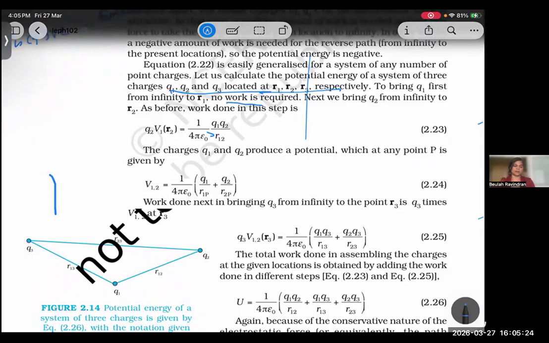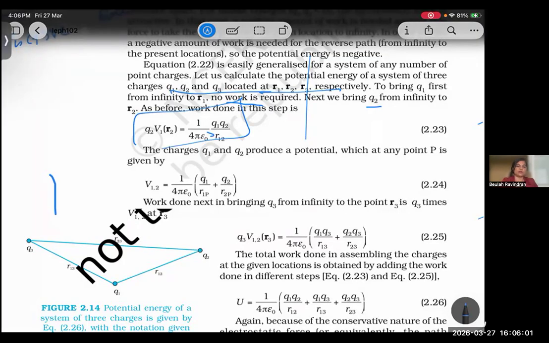Initially, it is the starting. The first charge we observe. Next we bring Q2 from infinity to R2, with reference to the first charge. So work is done starting in that particular step only, not in the first step. In the first step, it is already there. You are assuming that Q1 is coming from infinity to that point, so that work is already done. We don't know about that, so we are saying no work is required for that. For the second charge, we are taking the work done like this.